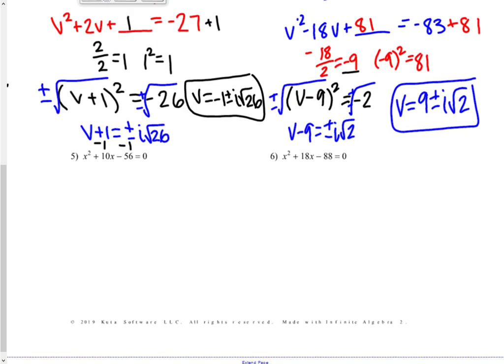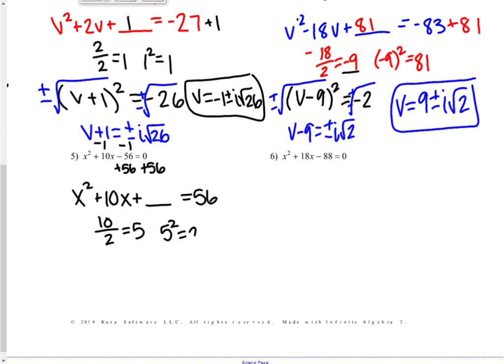Number 5, again, first thing, always move that constant over. So I'll add 56 to both sides. X squared plus 10x plus something equals 56. Take my middle term and divide it by 2. I get 5. Square that value, we get 25. So we're going to add 25 to both sides of our equation.